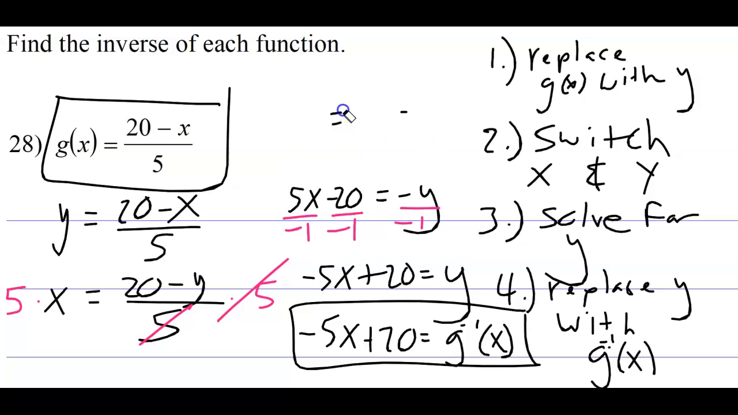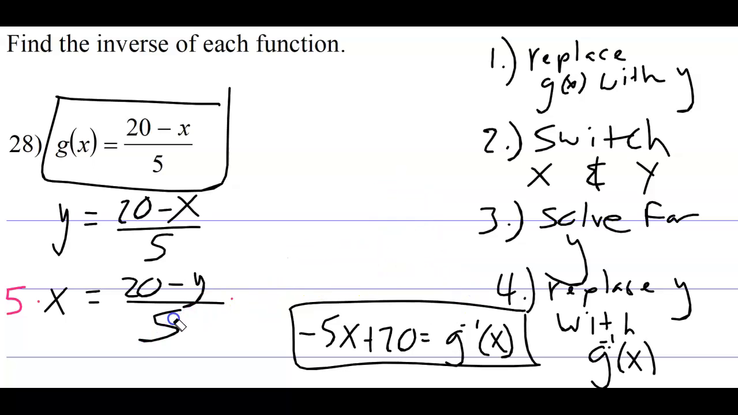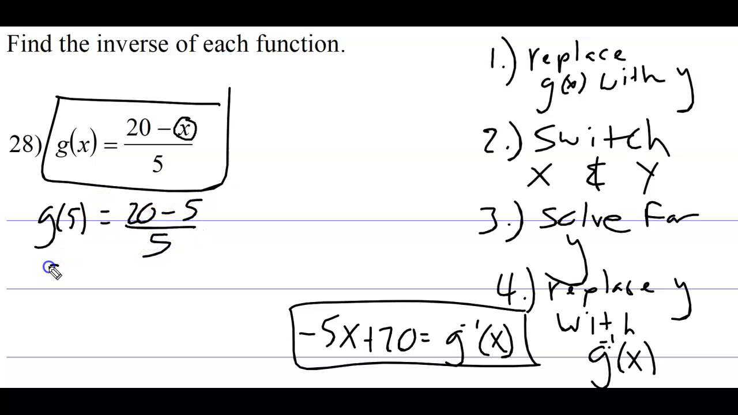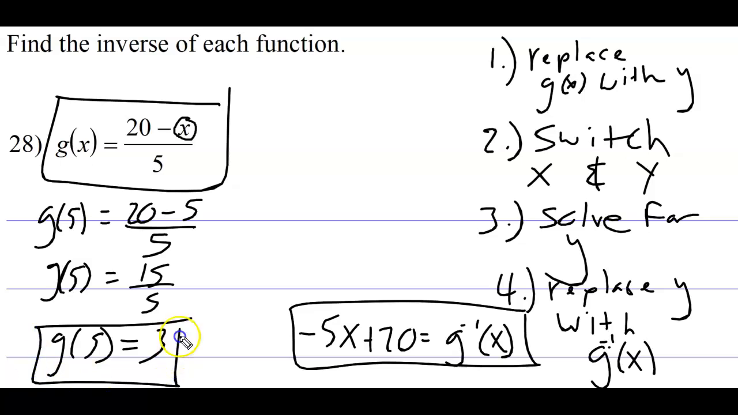Let me make some room here. An inverse function is one where the input and output are reversed. So let me demonstrate what I mean by that. Let me pick a number to plug in here for x. Let's say I plugged in 5 for x, and then I simplified it. That means that g of 5 is 3. So g of 5 gives me 3.